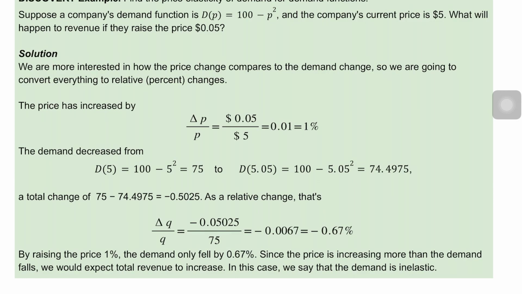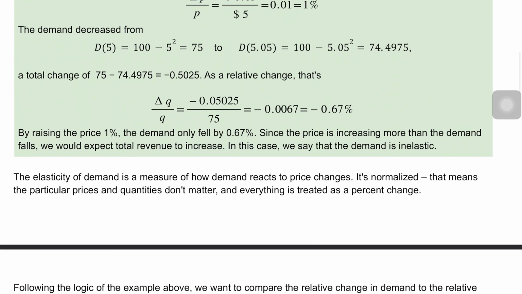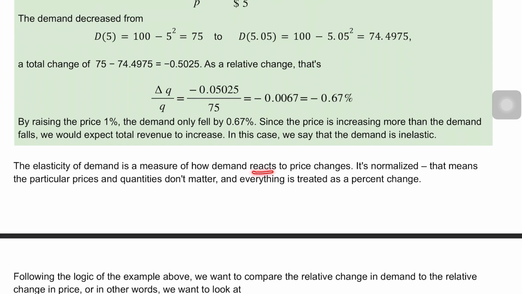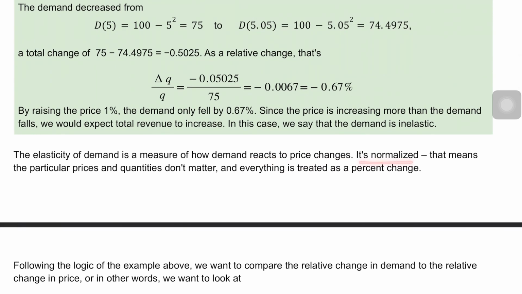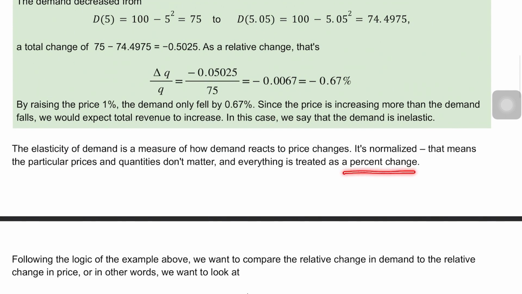Versus if it is elastic, meaning a small change in the price will be a big change in the demand. So the elasticity of demand is a measure of how demand reacts to the price change. And of course, we're going to normalize this. This is normalized, which means that the particular prices and quantities don't matter. The units don't matter, and everything is treated as a percentage change.